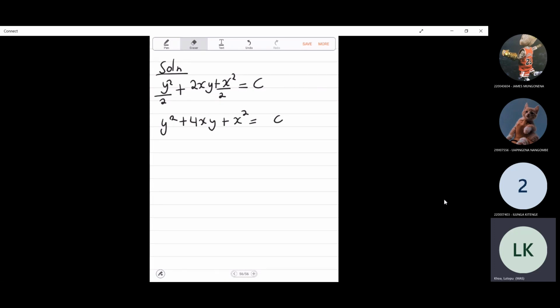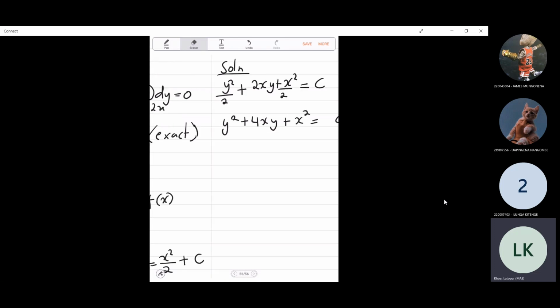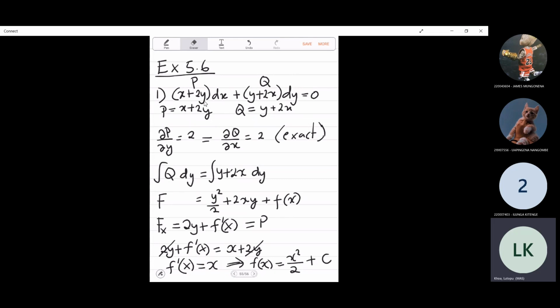Okay, so what you can do is try doing it the other way. Integrate p with respect to x, differentiate it with respect to y, equate it to q, and then find your g prime of y, and then substitute and see, will you still get the same answer? And if you've done it correctly, the answer is yes. You should still get the same answer.